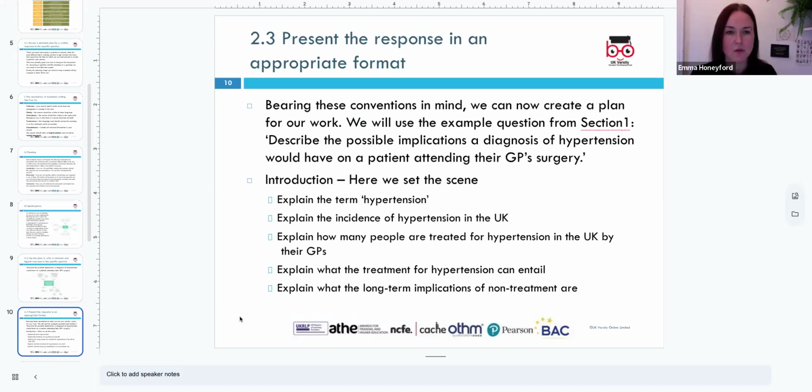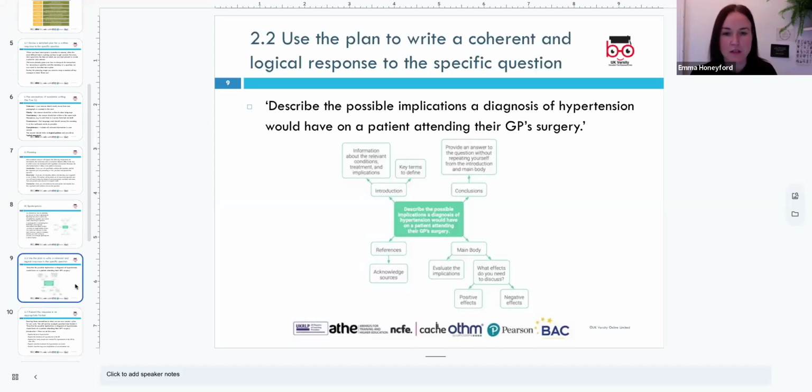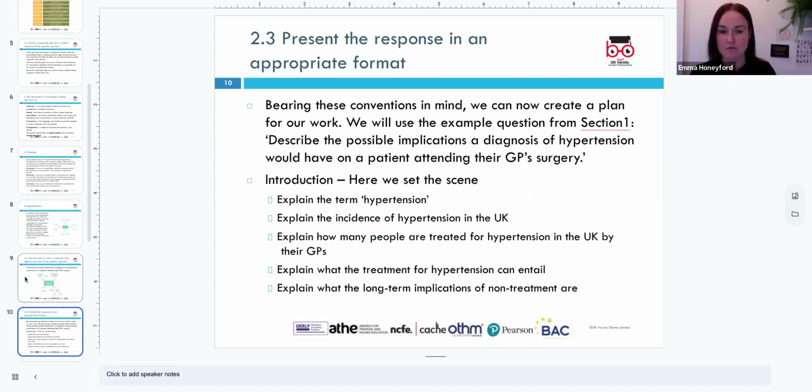Okay, so the next section is around presenting the response in an appropriate format. So obviously you have your spider diagram. Once you've done the spider diagram, you can then transfer that into a document where you have it written in an essay structure. So we'll use this example again. Describe the possible implications a diagnosis of hypertension would have on a patient attending their GP surgery.